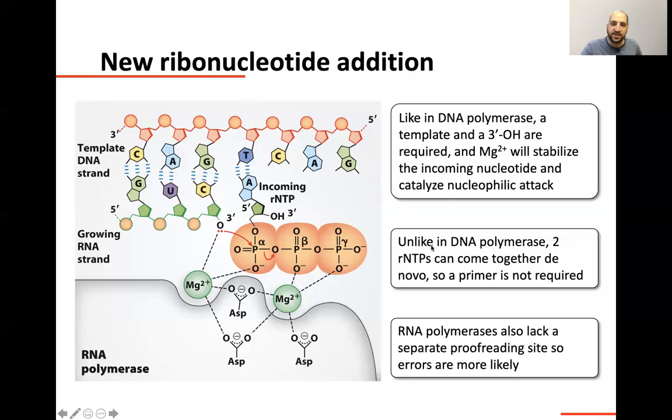So one thing that's different between RNA polymerase and DNA polymerase is that with RNA polymerase, we don't need a primer to start the reaction. So 2 RNTPs can come together de novo. There is no primer required. And the last thing is that RNA polymerases lack a separate proofreading site. And so errors are more likely. But I built a question in that will help you think about why that's tolerated.